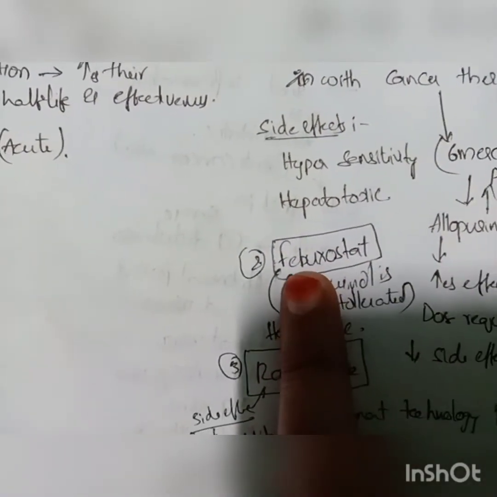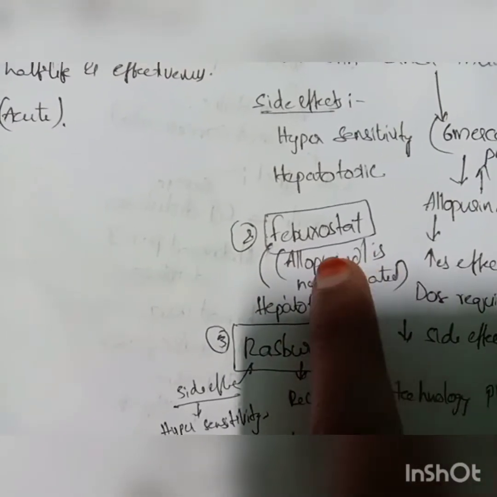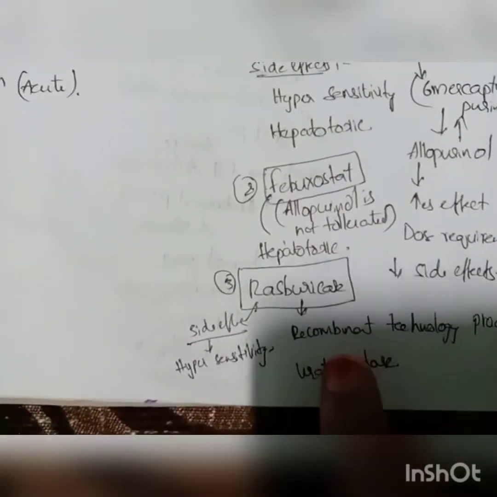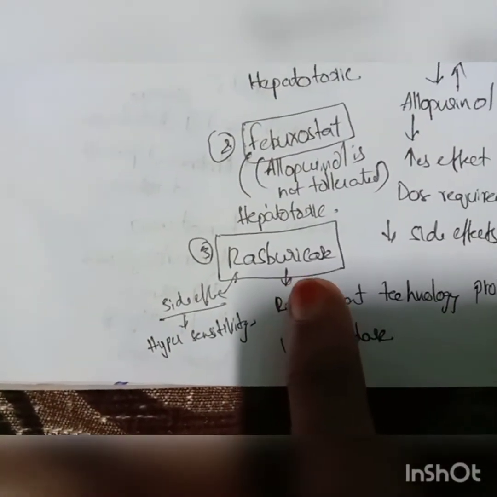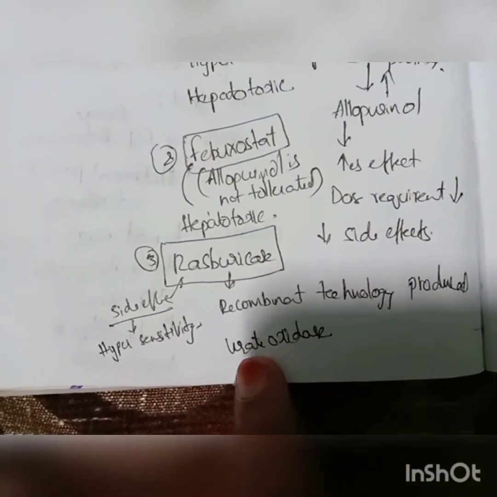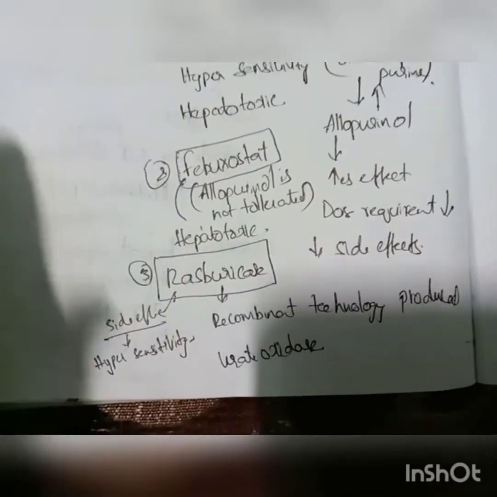The first one is allopurinol and the second one is febuxostat. This is given when the patient does not tolerate allopurinol. It has only one side effect, that is hepatotoxicity. And the next one is rasburicase. This rasburicase is a urate oxidase produced by recombinant technology. It has a side effect like hypersensitivity.